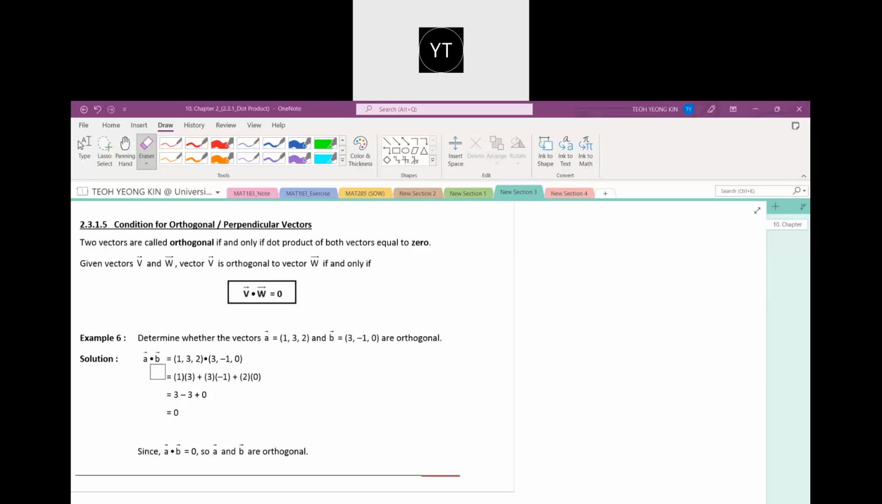So you can see the dot product of vector A and vector B. Here is the calculation. We try to find the dot product, and here the output is 0. So based on this definition, if the output is 0, like in example 6, since the dot product of vector A and vector B is equal to 0, we can make the conclusion that vector A and vector B are orthogonal or perpendicular.